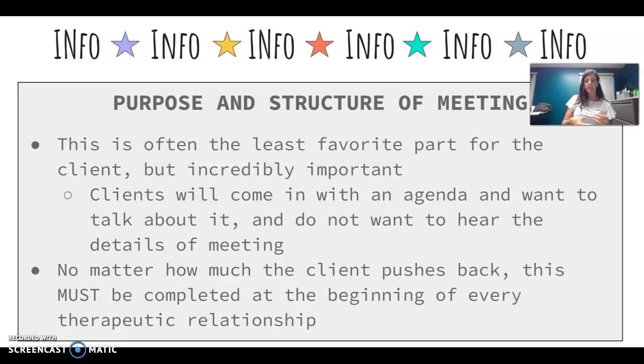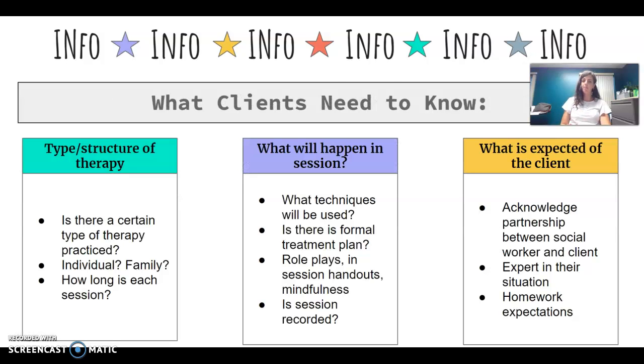But you read your client's engagement level and the pace that you want to get through everything. No matter how much the client pushes back, you have to complete this at the beginning of every therapeutic relationship. A lot of agencies actually require a checklist to be completed before the client can schedule their next appointment. But even if there's no formal check and balance like that in your agency, you still have to do it as a social work provider.